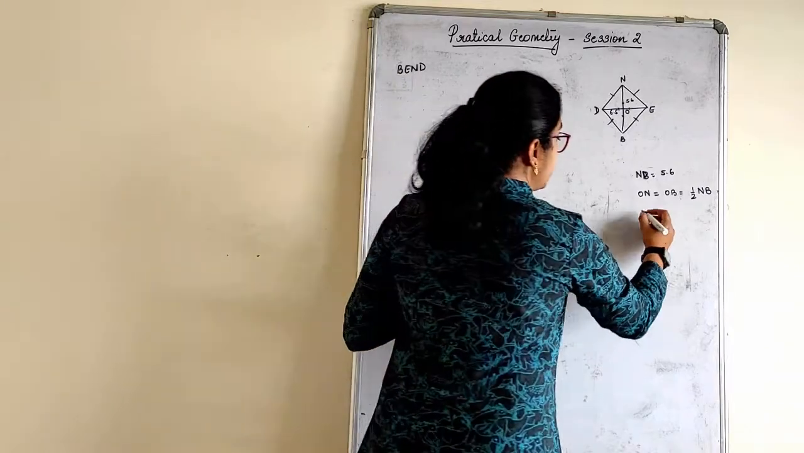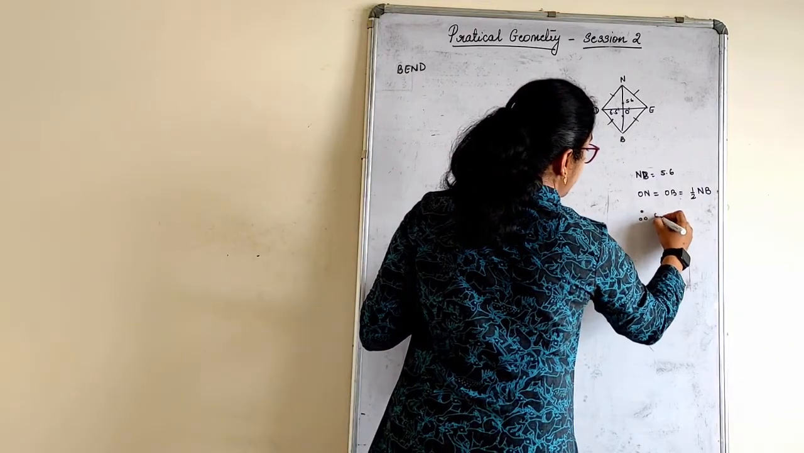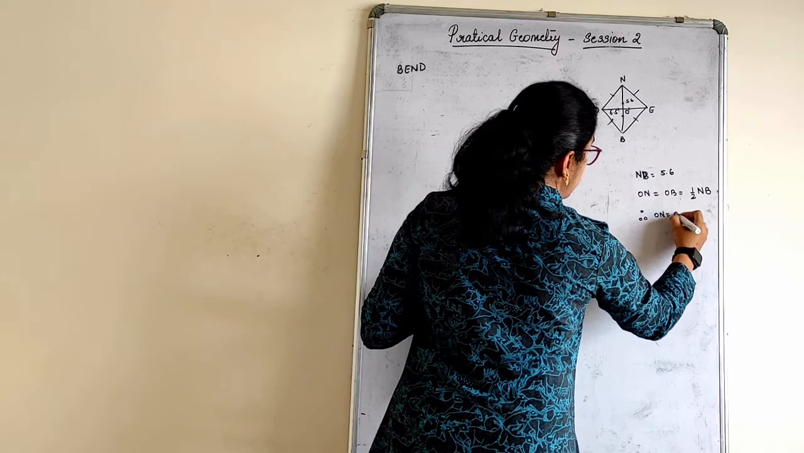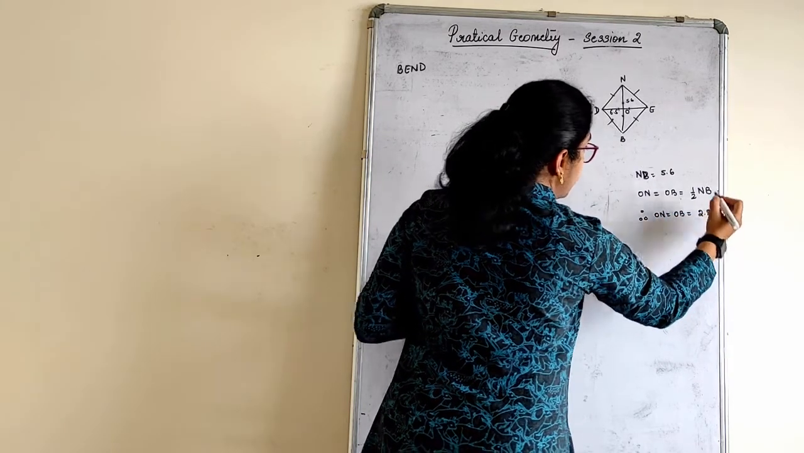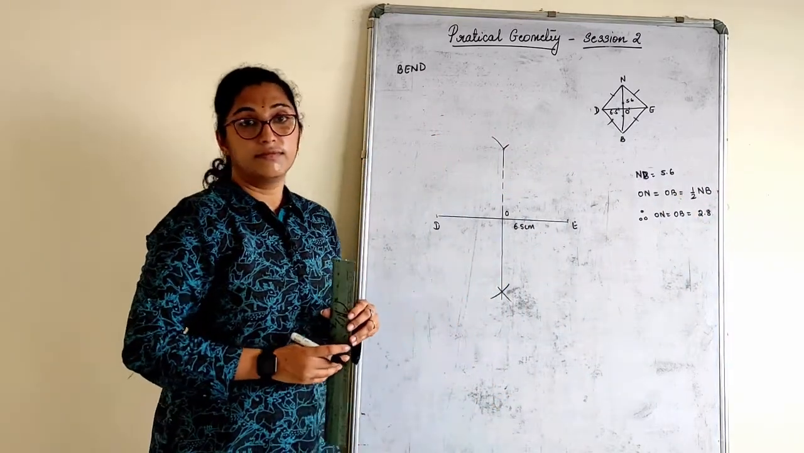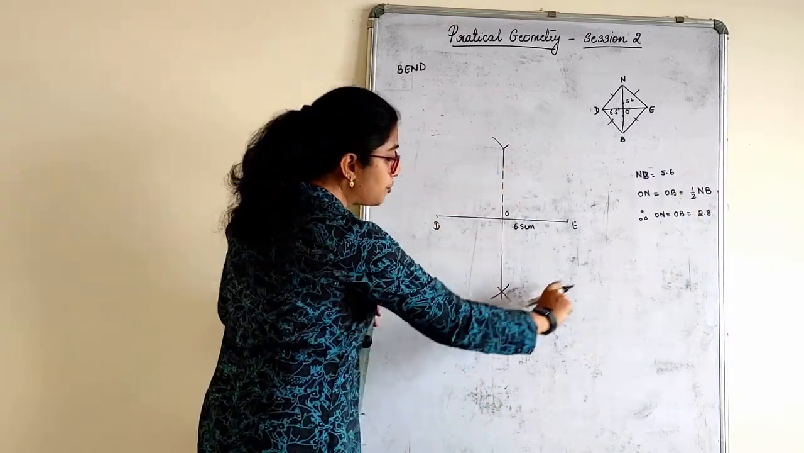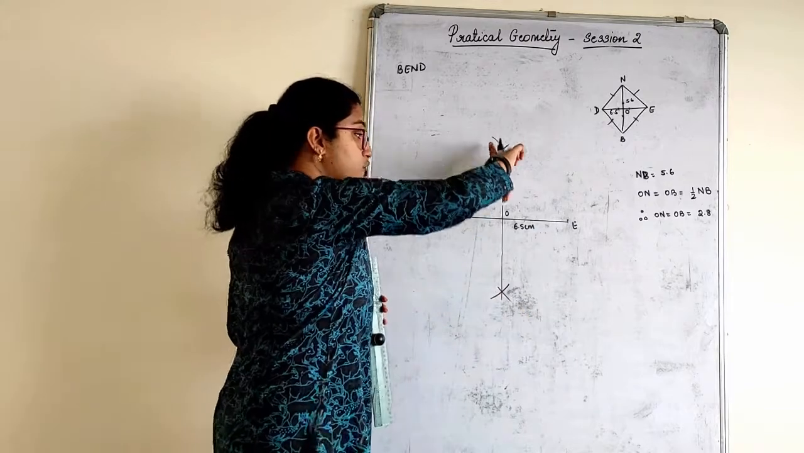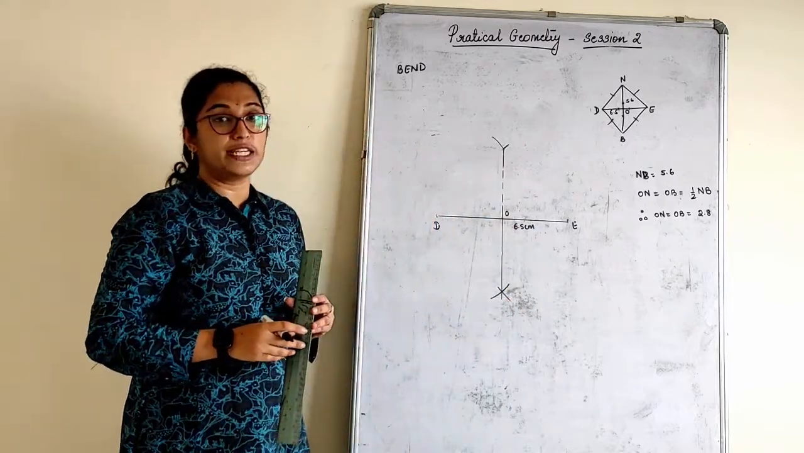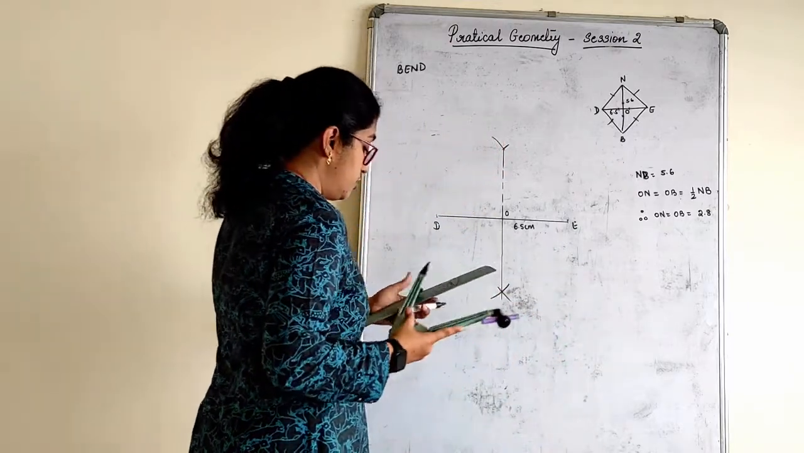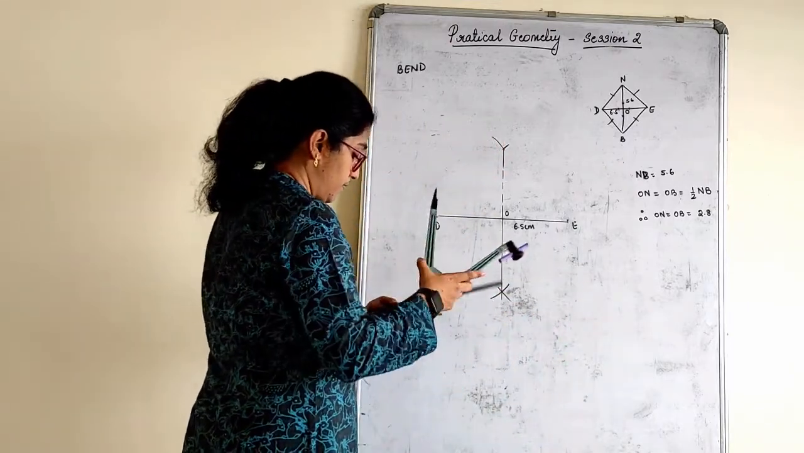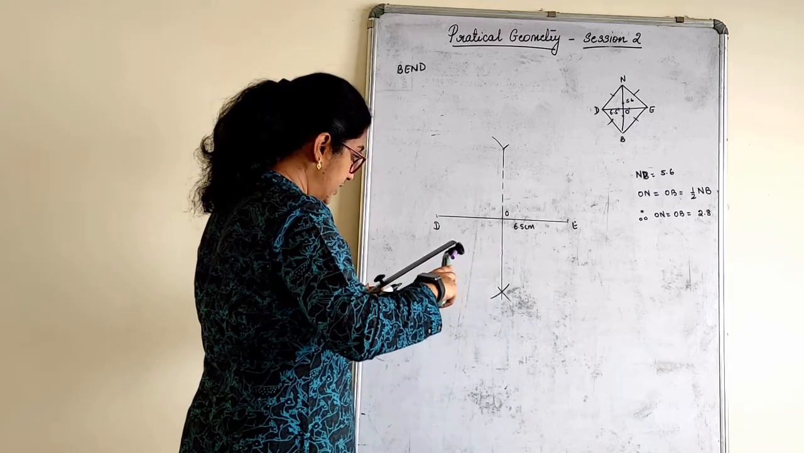What is the measurement of then this part? Therefore, ON is equal to OB is equal to, 2 2s are 4, 2 8s are 16, so 2.8. Shall we cut this for 2.8 and 2.8 here? Why? Because together 2.8 plus 2.8 we will get 5.6. So I'll cut this for 2.8.